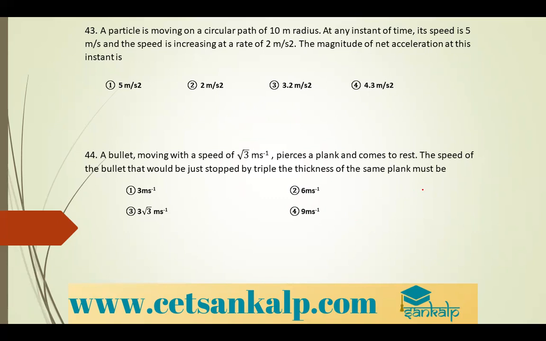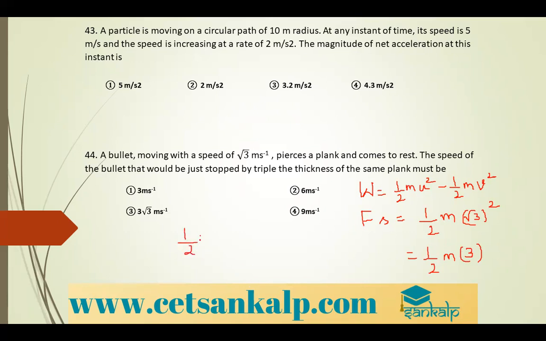Okay. So you write according to W is equal to half m u square minus half m v square. I write this as Fs. Fs is equal to 1 by 2 into root 3 the whole square. You keep that as it is. So finally I can write half m 3. Next you have half m v square is equal to F into 3s.